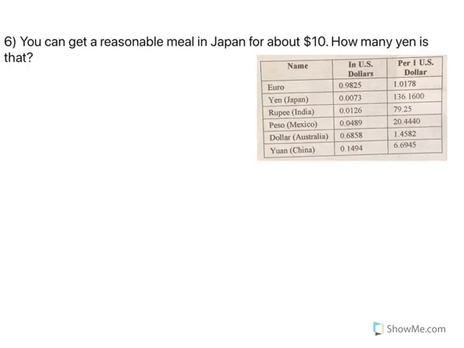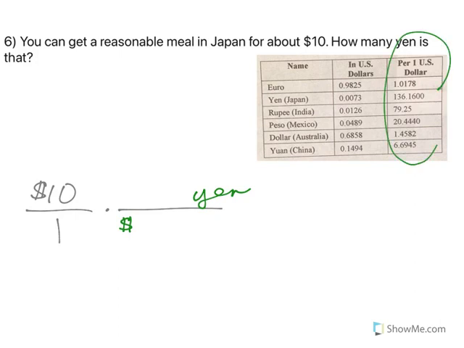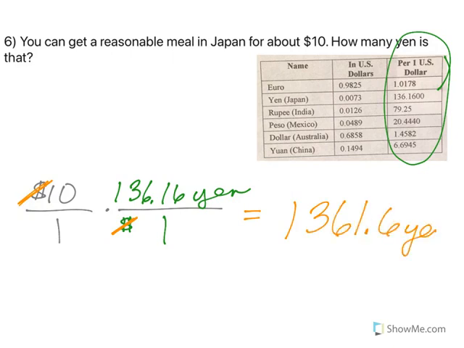Okay. Next problem. You can get a reasonable meal in Japan for about $10. Now that's 10 American dollars. How many Japanese yen is this? Well, we need dollars in the bottom and yen in the top. So because I need per US dollar, I'm using the second column. So I have 136.16 yen over $1. This makes my dollars cancel out. I multiply straight across and I get 1,361.6 yen.